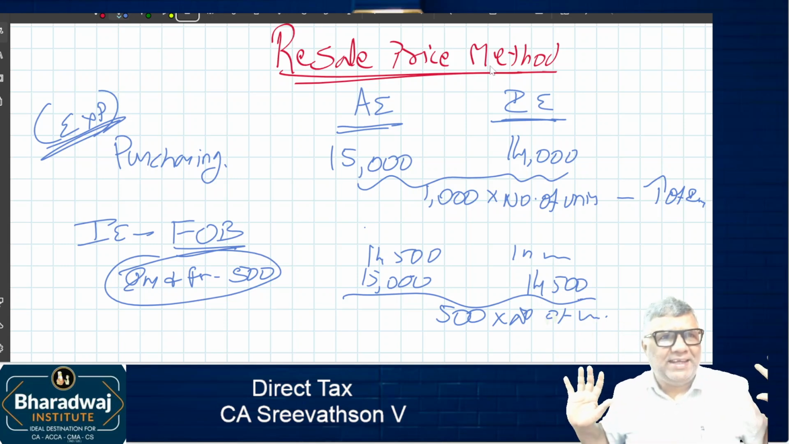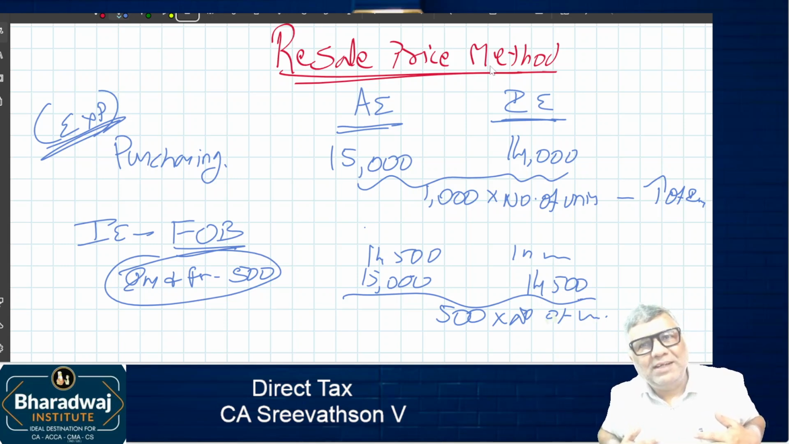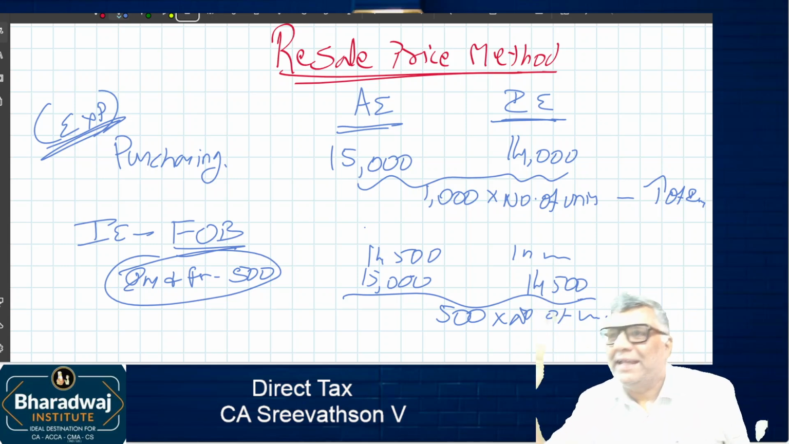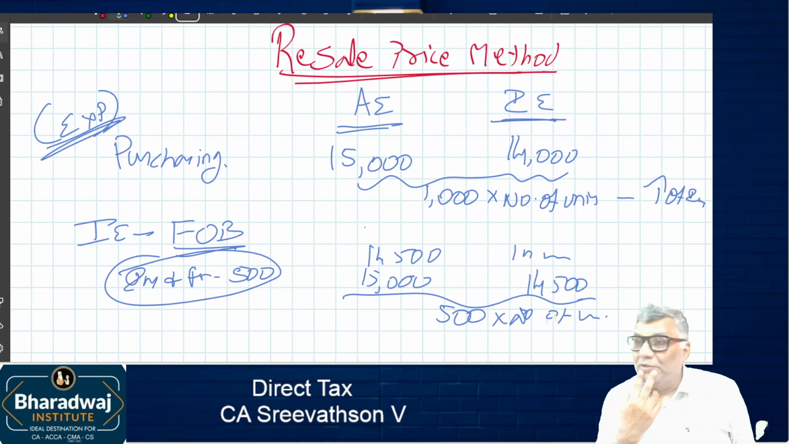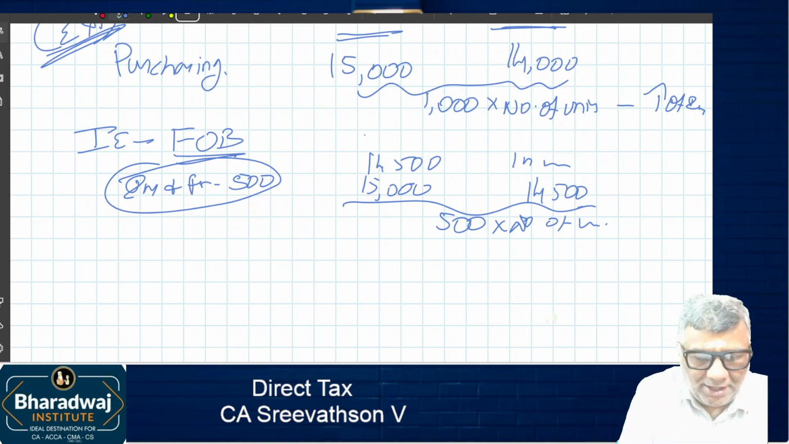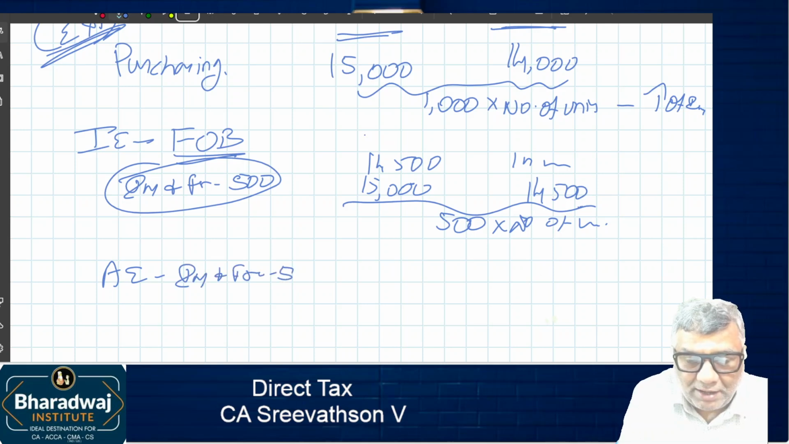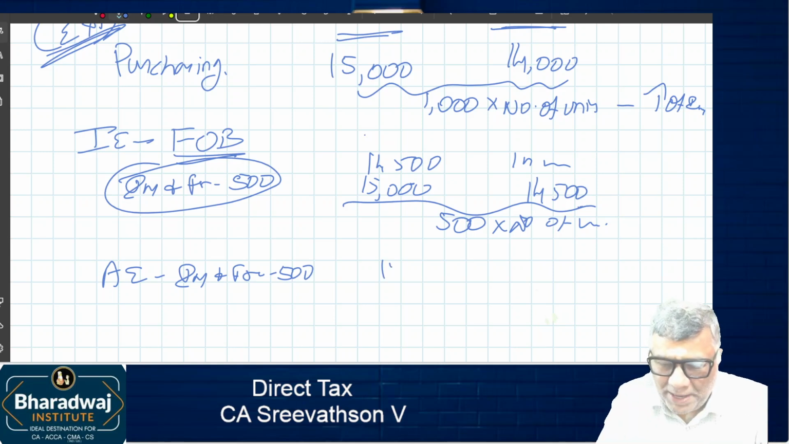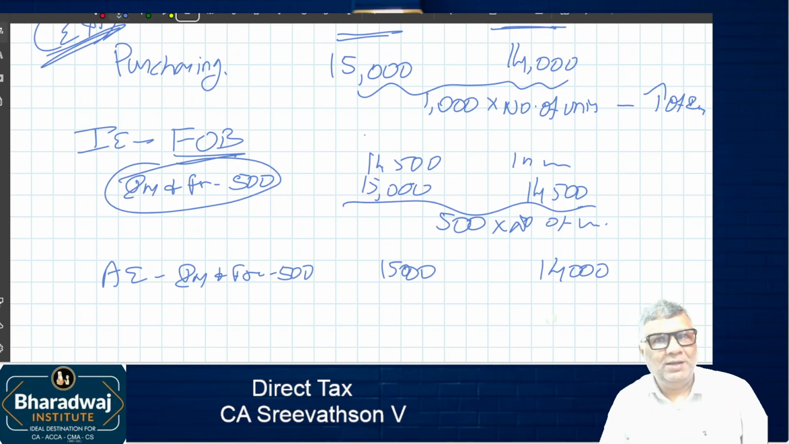Logically, which you are taking will determine what it is. Logically, we will always take the independent party. Are you understanding this? Suppose in the case of associated enterprises, I am bearing insurance and freight of 500, boss. Already I am paying 15,000 for the goods. Here I am paying 14,000.